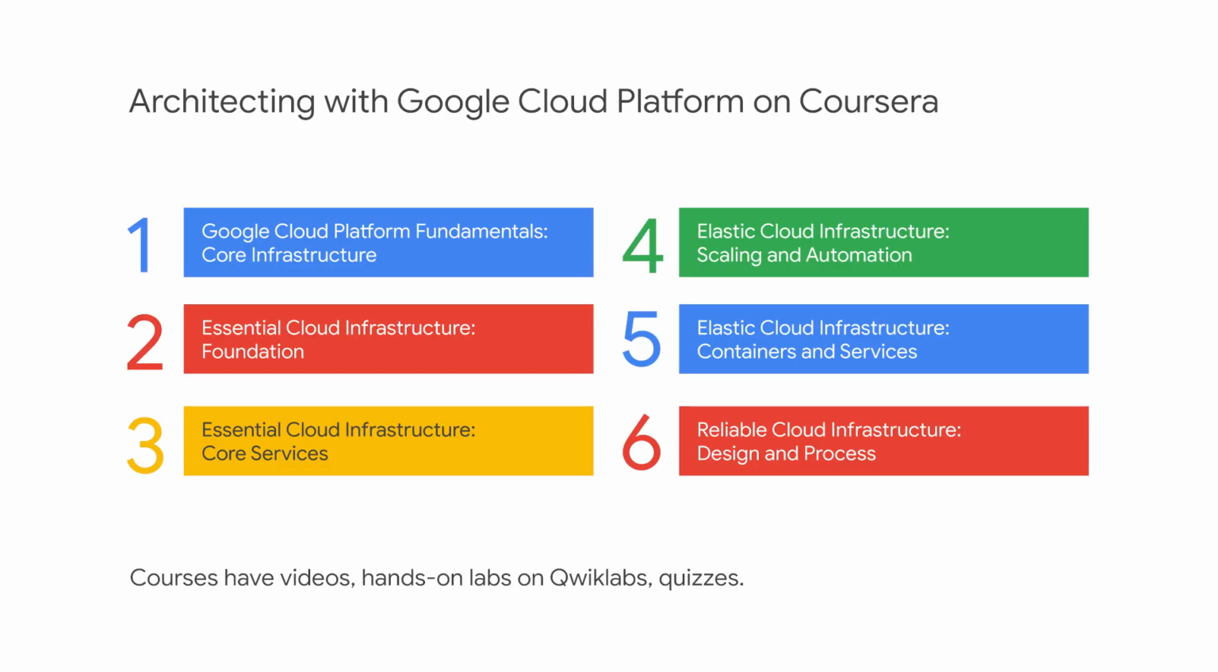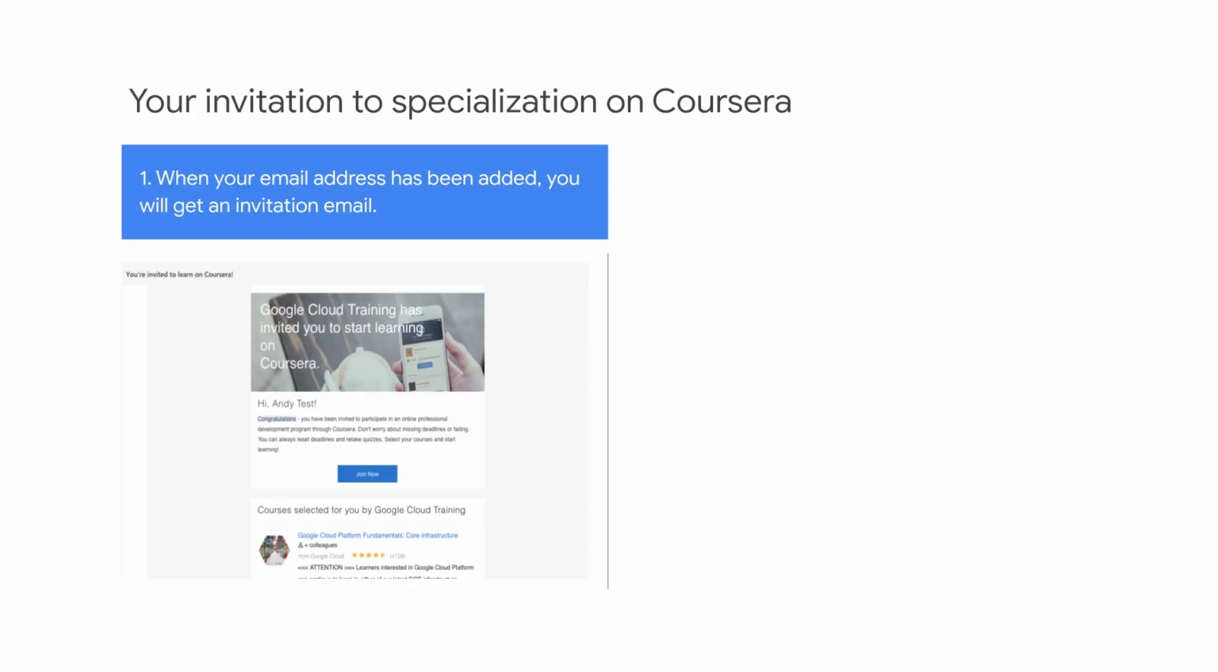The Architecting with Google Cloud Platform specialization on Coursera comprises 6 courses as shown. When your email address has been added, you will get an invitation email. To start learning on Coursera, open the Google Cloud Coursera Invitation email. The email has the subject line, Join the Associate Cloud Engineer track offered by Google Cloud. In the email, click Join Now to join the Associate Cloud Engineer track.